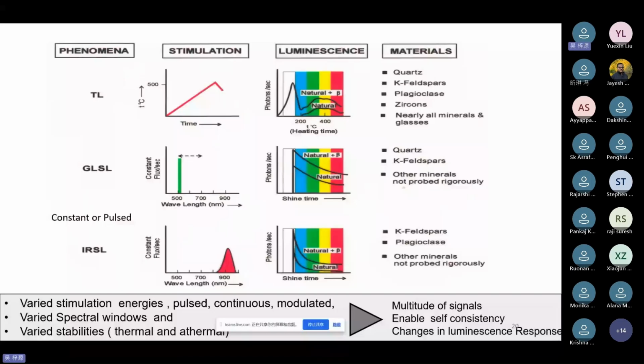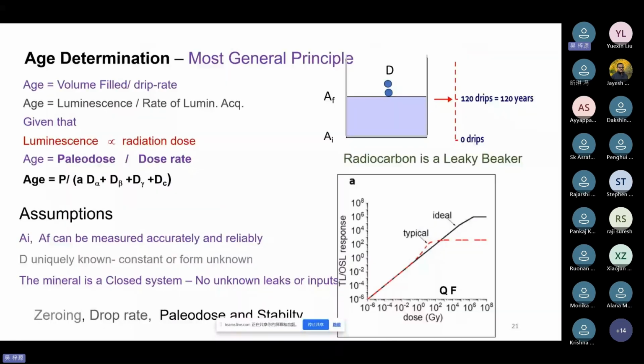Now, for estimation of age, the simplest way to understand age is to look at a beaker being filled by a drop rate of water. So I'm filling a beaker with a constant drop rate, and if I want to know the time taken for the beaker to be filled up, I need to ensure that initially the beaker was empty. I need to find a way to measure the volume in the beaker. I need to have a drop rate which is constant. And I need to ensure that there were no unknown inputs or outputs from the beaker during the measurement period.